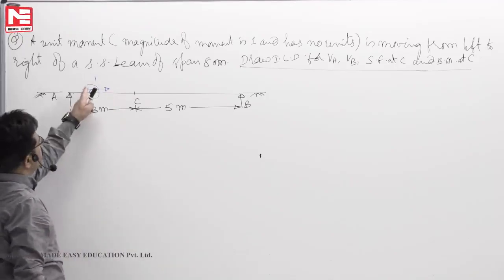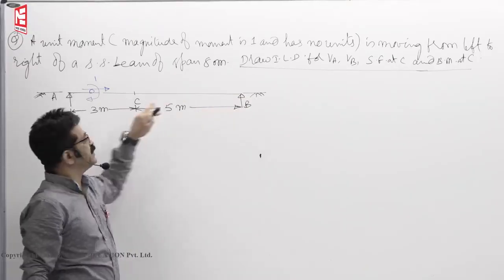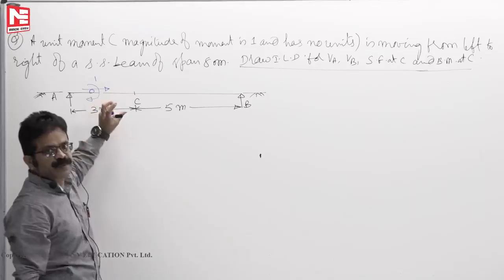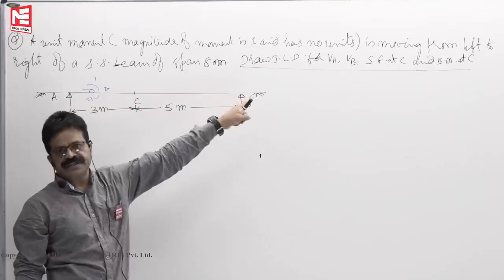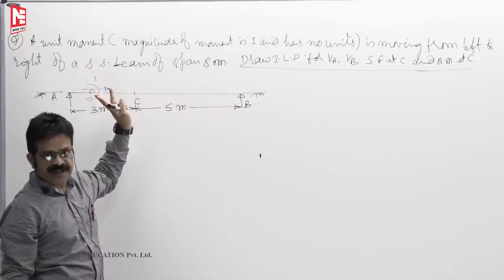Simply 1. This is the moment. The right side arrow mark is the direction. It's moving from left to right, which is a clockwise movement, whose magnitude is 1 and it has no units.